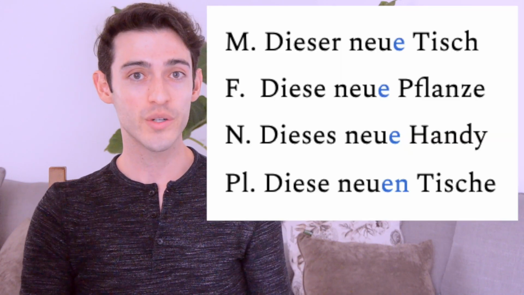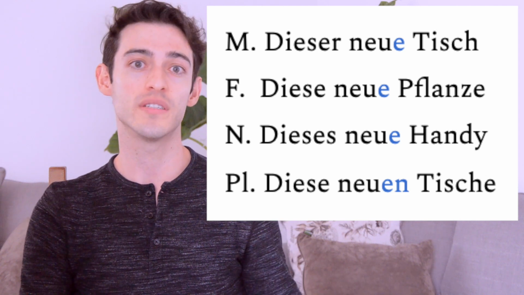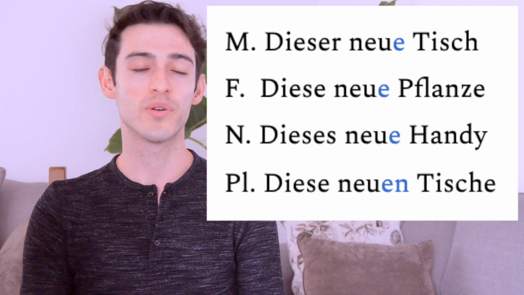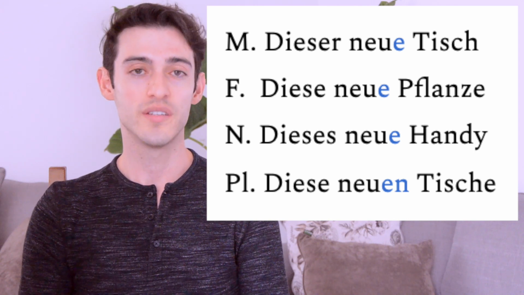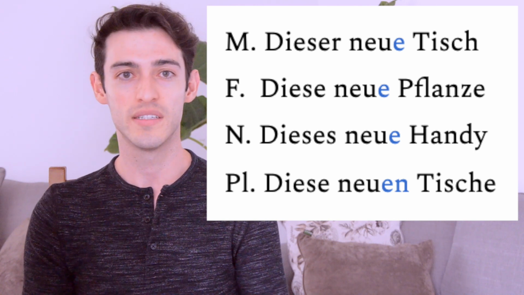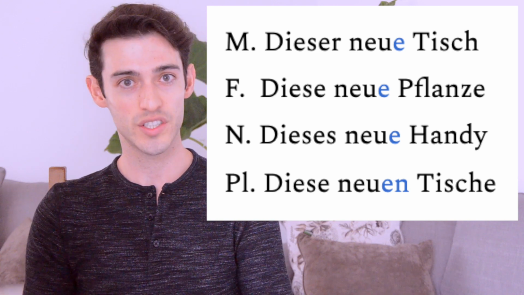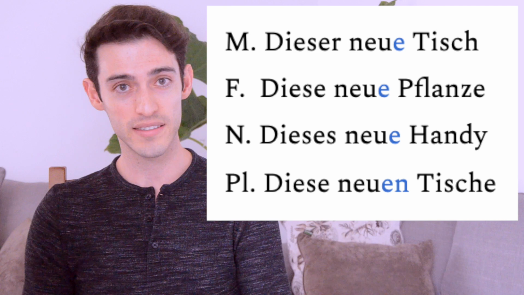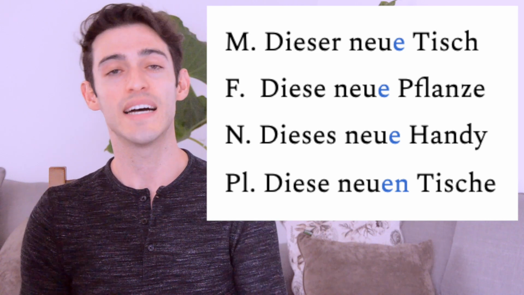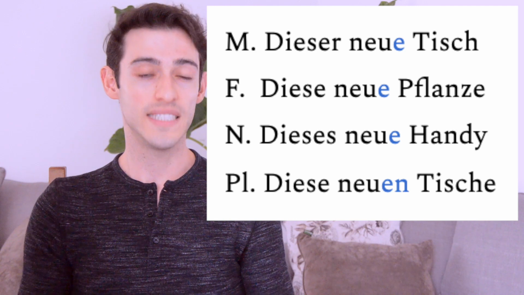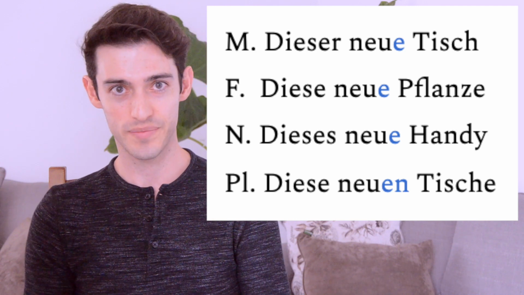We just went over a two-word combination, so a der word plus a noun. So now what happens when you have three? A der word plus an adjective plus a noun. It's not as crazy as you might think, it's actually pretty straightforward. Masculine, neuter, and feminine adjectives take E, and plural take en. So let's use our chart from before to plug them in. Dieser neue Tisch, diese neue Pflanze, dieses neue Handy und diese neuen Tische, right?